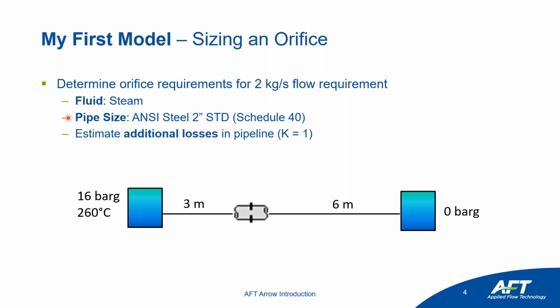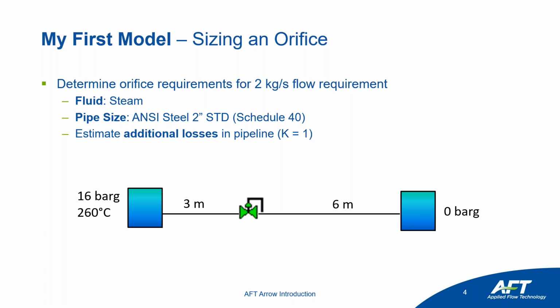Our pipe sizes have been decided already, but this could be something you could test in the software. We're going to be looking at ANSI steel 2-inch piping, and then we want to estimate some additional losses in our pipeline that could represent additional elbows or isolation valves, other components that are going to add frictional losses to this section of the pipe. Rather than do guess and check in different orifice sizes to determine this flow requirement, we're instead going to use a control valve, and that'll tell us the ultimate orifice size, again, streamlining that overall process.